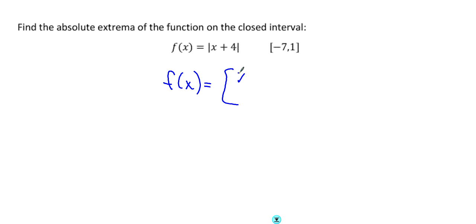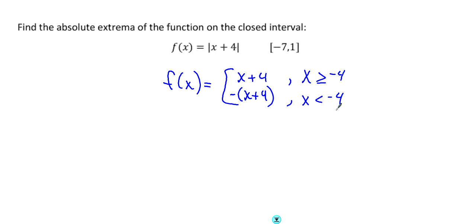The first piece is going to be x plus 4, which is wherever the equation is positive. But there's another piece here when it's negative x plus 4. And where does this switch? Well, it switches where the vertex is. So this one is going to be when x is greater than or equal to negative 4, and this is when x is less than negative 4.